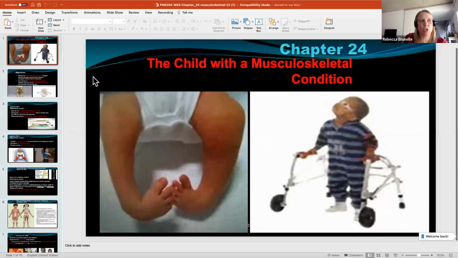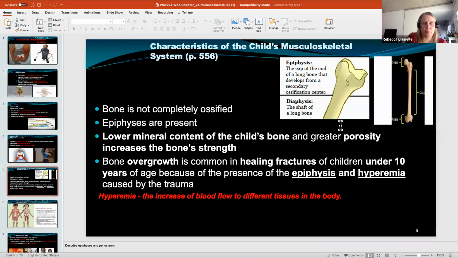All right, so this is chapter 24, the musculoskeletal section, or child with musculoskeletal conditions. So there are 70 PowerPoint slides, and we don't have time to really go over all of them. So we'll go over most of them, but I am going to jump ahead to the 5th slide to start with. You guys have this as a reference point, but I will make sure that I point out things that are the most important. So the musculoskeletal system is going to be the bones, the ligaments, the tendons, and the muscles.